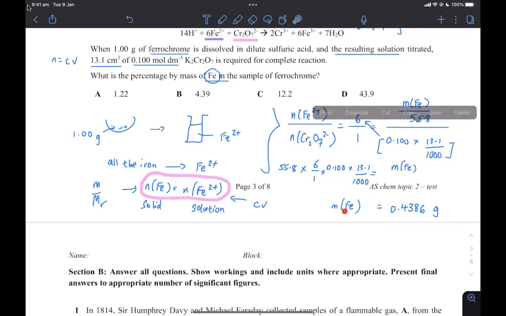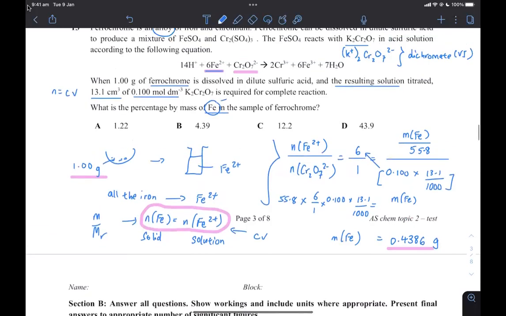This is the mass of the iron in the mixture. Your mixture has 1 gram. This is the mass of iron in the mixture. So they want the percentage of iron. So that is going to be 0.4386 divided by 1.00 gram times 100%. That is your percentage of iron. So that will be 43.9%. Okay, so hopefully that makes sense there.